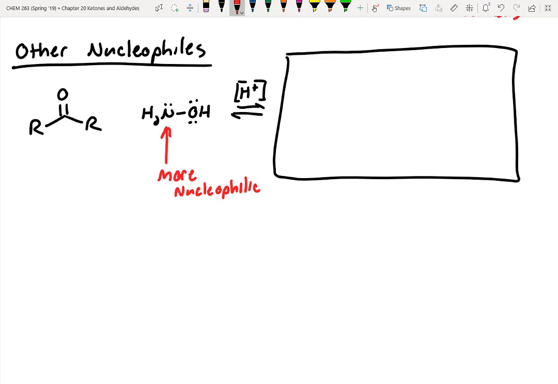All right, second, do we think we're going to get an imine or an enamine? An imine, right? Because it's a primary amine, right? So now let's try to predict what the product would look like if we're making an imine.